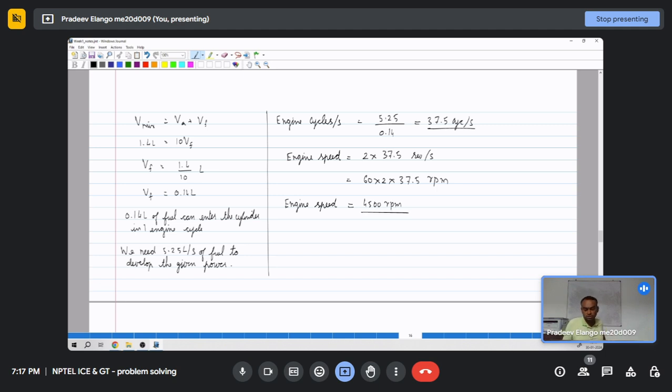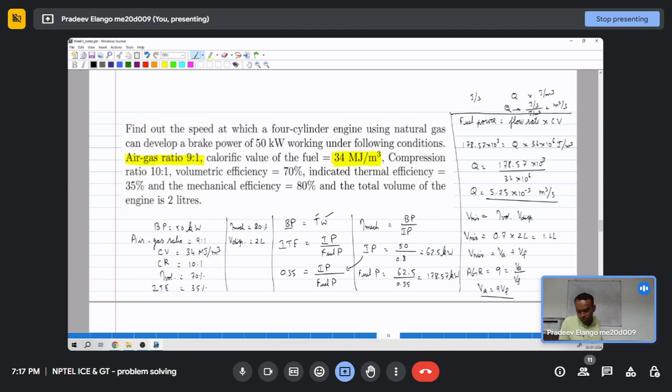So that means this is the engine speed needed to develop the given power of 50 kilowatt with the given conditions: the air gas ratio, calorific value, and volumetric efficiency. This problem seems lengthier, but it's all based on the basic concepts. You need to know what brake power, indicated thermal efficiency, and mechanical efficiency are, and how calorific value and power are related, and air gas ratio and power. I will give a small recap, and then if you have any questions, you can ask later.